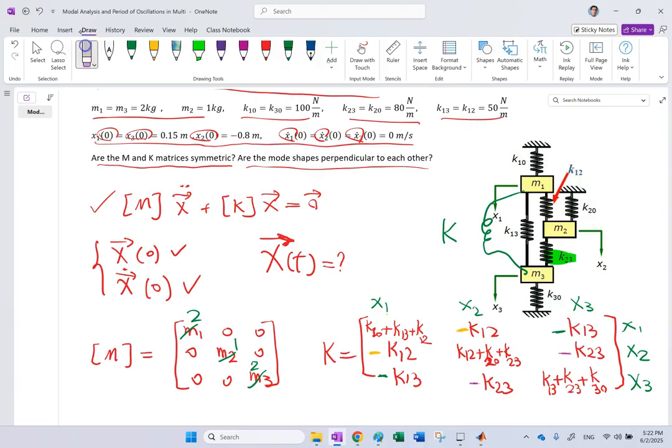Okay, so this is how to get your M and K matrices just by looking at the system. That's all you need to do.